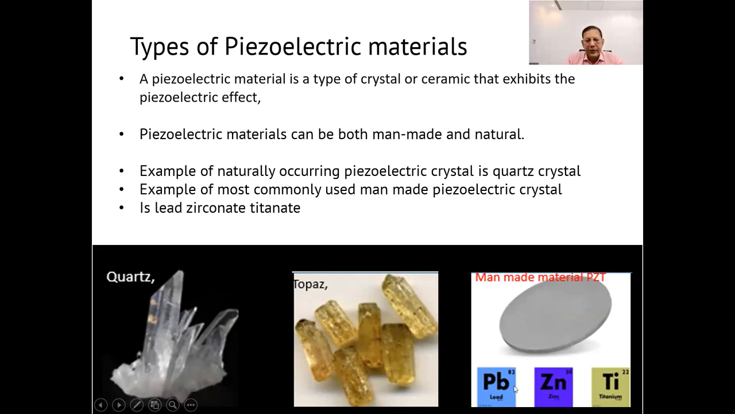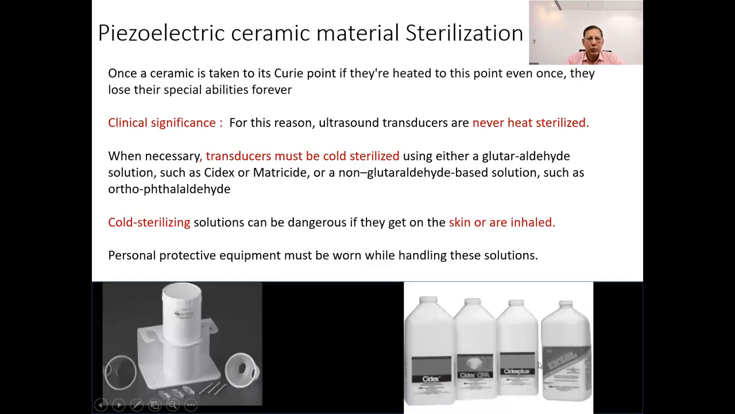The advantages of man-made PZT over naturally occurring quartz are that it can produce more voltage than quartz with the same amount of applied mechanical pressure. Conversely, applying voltage to PZT provides more movement or vibration. Once a ceramic is taken to its Curie point, it must never return to that temperature again. Otherwise, the material will lose its piezoelectric properties forever.